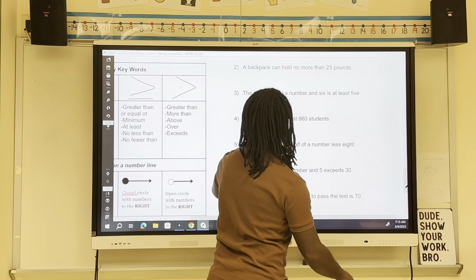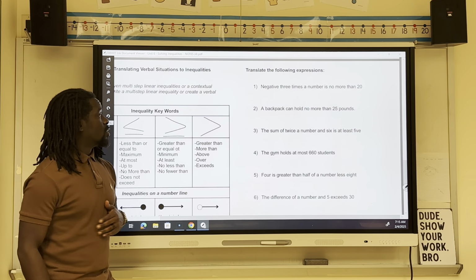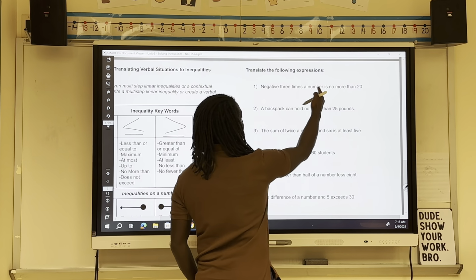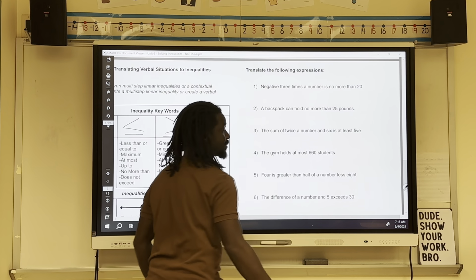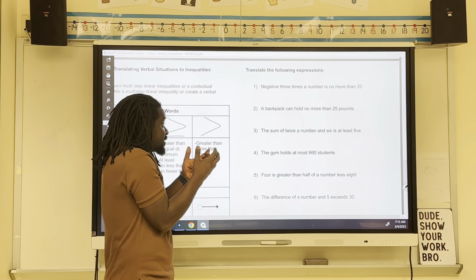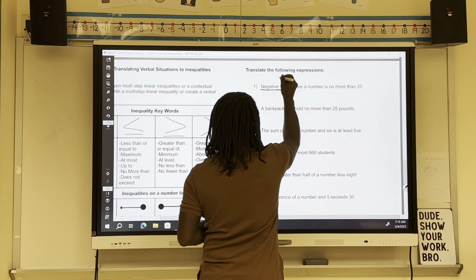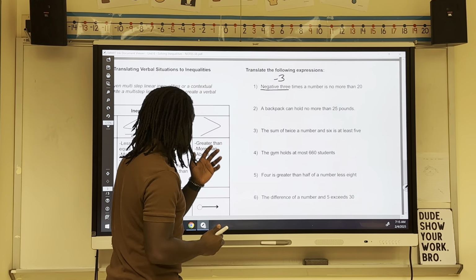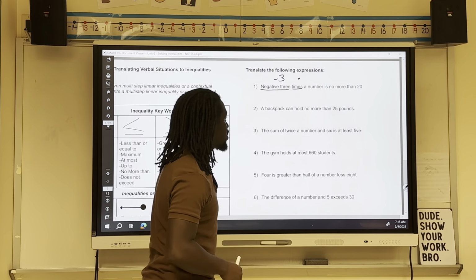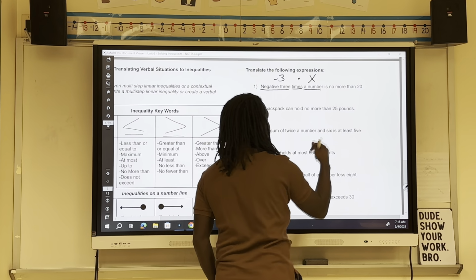All right, now let's actually get into some examples. The first one says, negative 3 times a number is no more than 20. The key is that we're breaking each piece down and then translating it to write a mathematical sentence. So we have negative 3, that's the first part, and then times indicates multiplication, so I can just put a dot. When it says a number or an unknown value, that refers to a letter, so I'm just going to pick x.